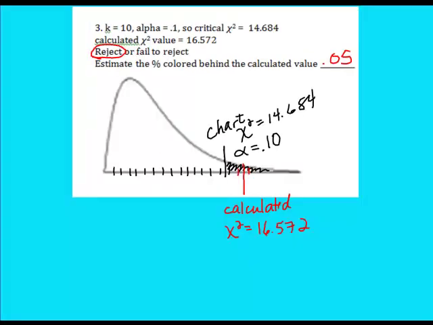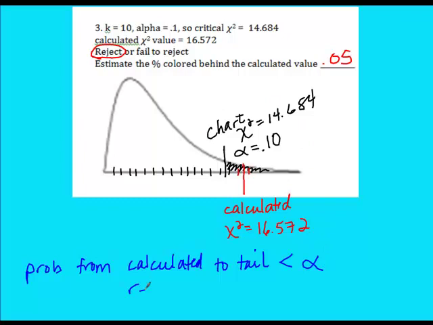Let's finish them with the chi-square. This is obviously in the rejection region, from critical value to calculated value. But if my probability from the calculated value to the tail, in this case it was 5%, it's less than alpha, which was given at 10%. And what did I wind up doing based on the picture? I rejected.